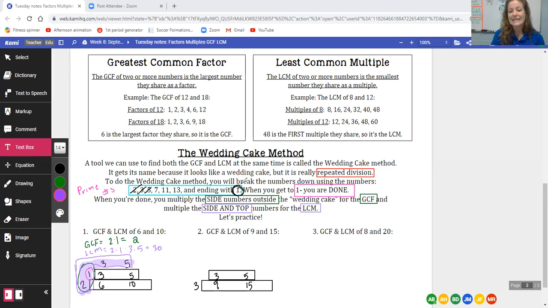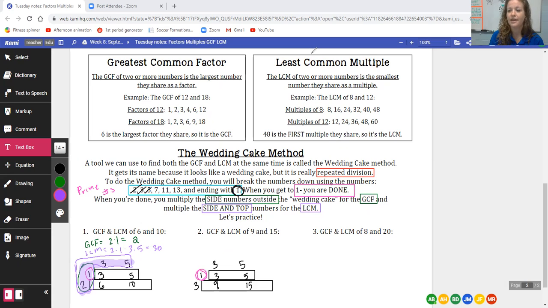So we have that last number, what? 1. 1 goes into all those. 1 goes into 3 how many times? 3. 1 goes into 5 how many times? 5. And when we get to 1, we are done. So we have that 1 there and we are done.